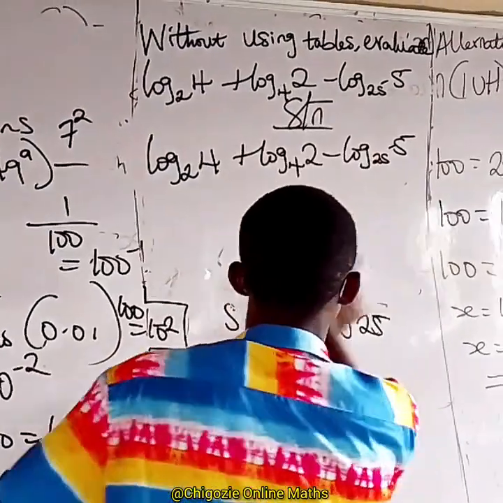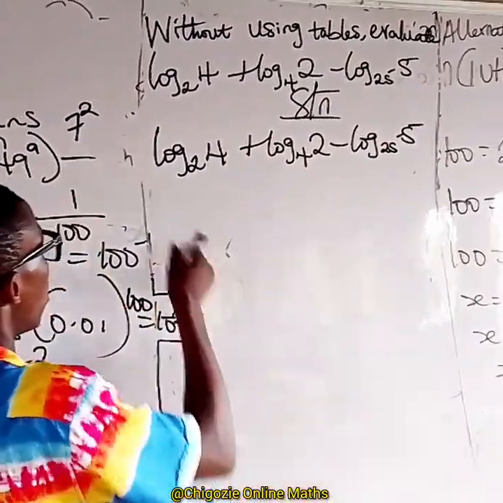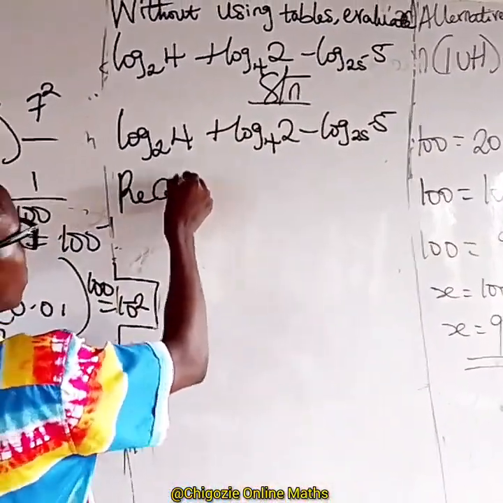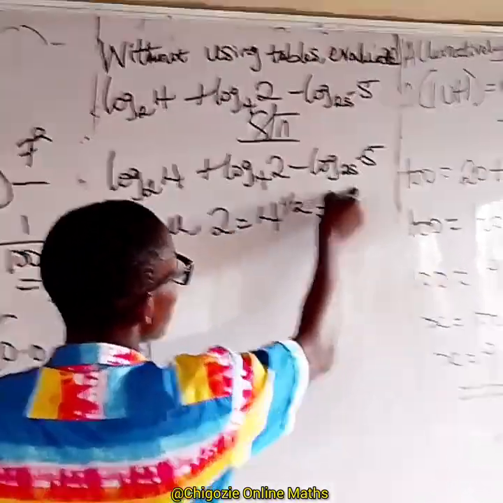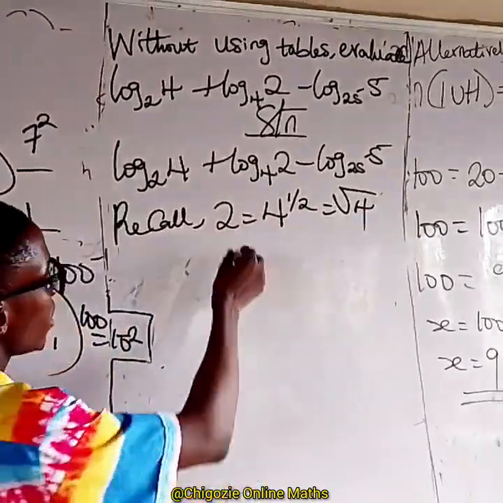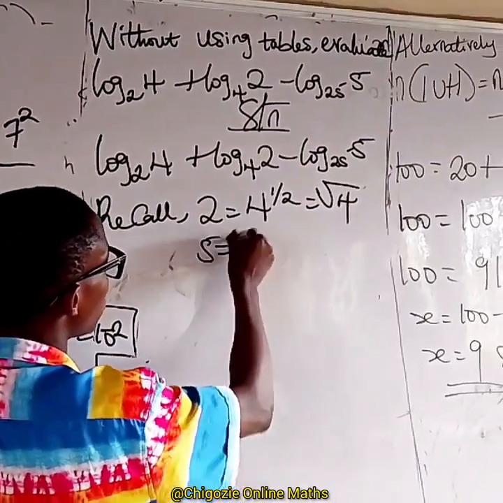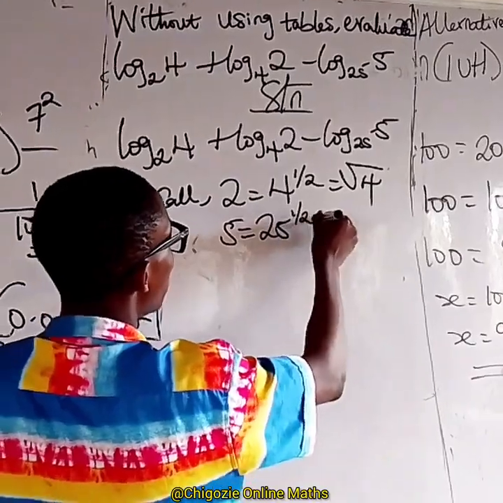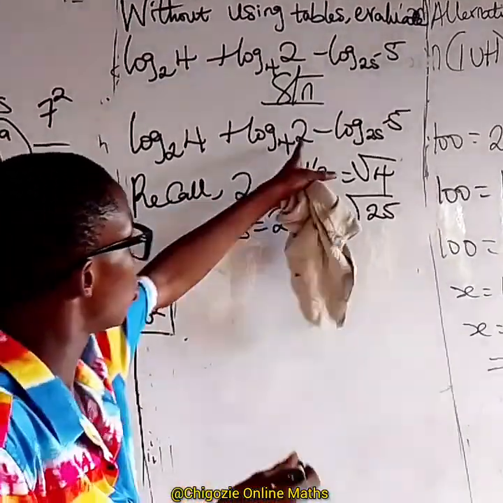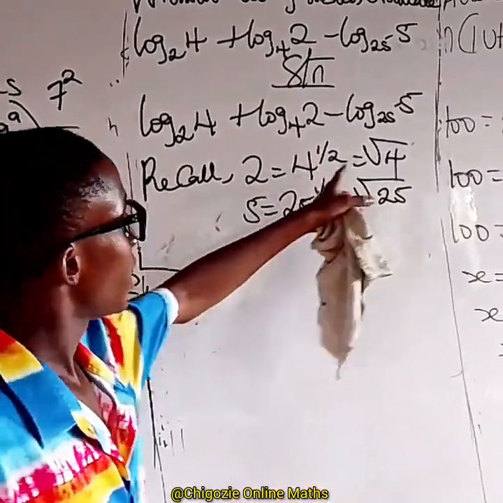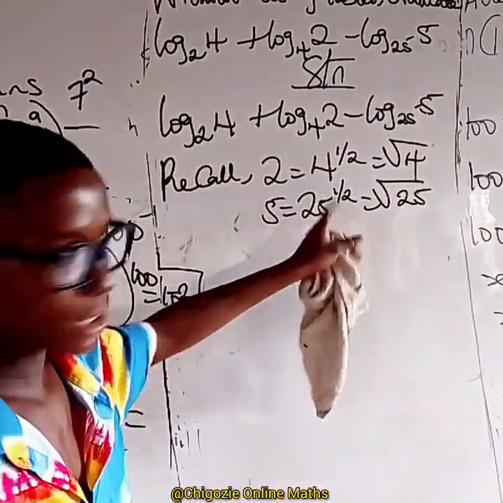Therefore, for easy understanding, recall that 2 is equal to 4 raised to power half, which is equal to square root of 4. Now 5 is equal to 25 raised to power half, which is equal to square root of 25. Now therefore, if I see 2, I'll put 4 raised to power half. If I see 5, I'll put this.